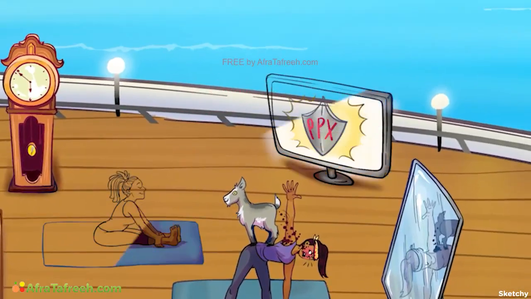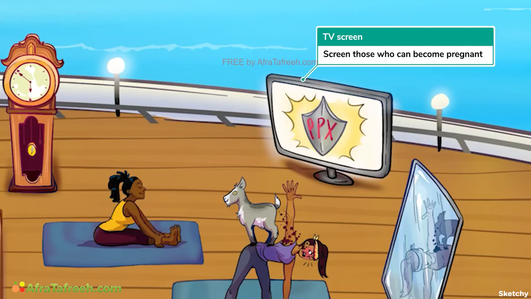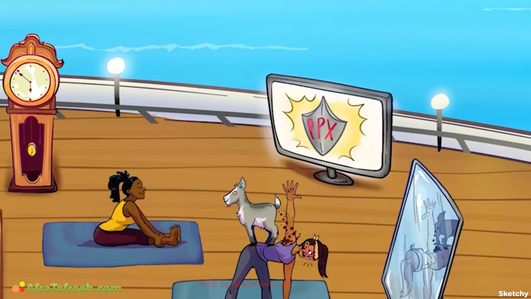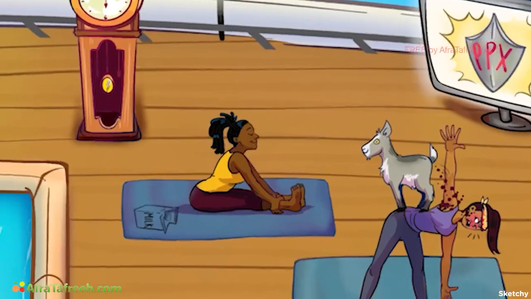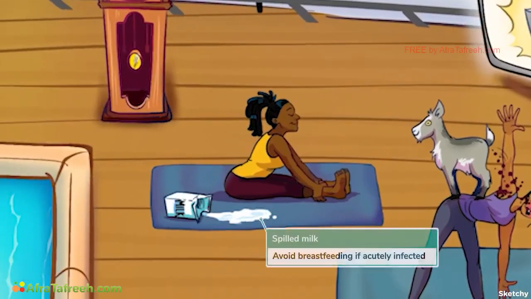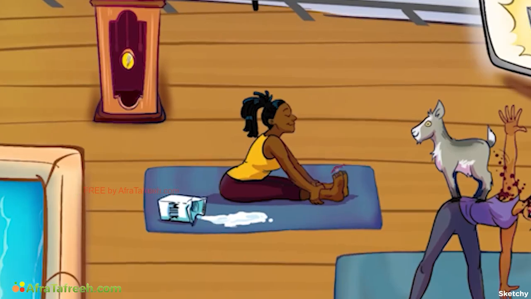And Sketchy's patented PPX shield on the TV screen should remind you that we can also prevent vertical transmission of T. cruzi infection through developing programs to screen those who can become pregnant. Identified cases should be treated with benznidazole before they become pregnant. Hence the forward bend pose here. Also, pregnant people with an acute infection who plan to breastfeed should be advised against doing so to prevent transmitting the infection to their baby.